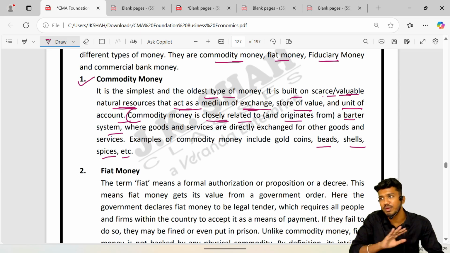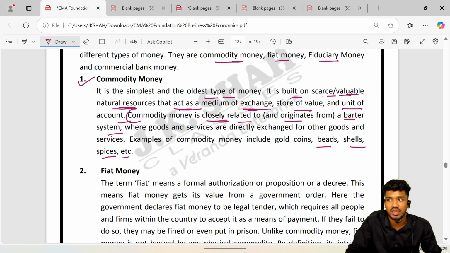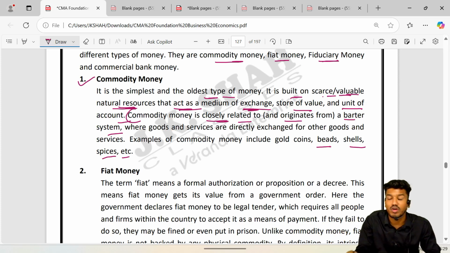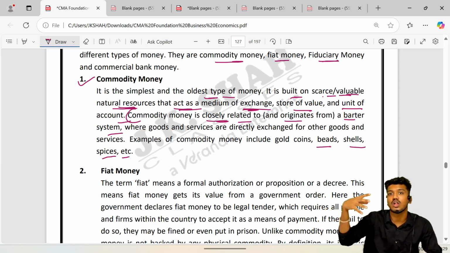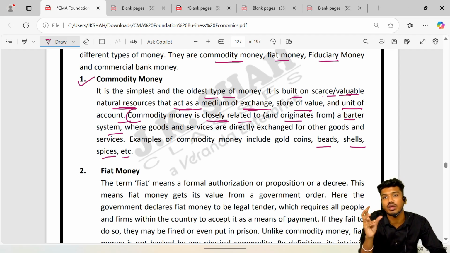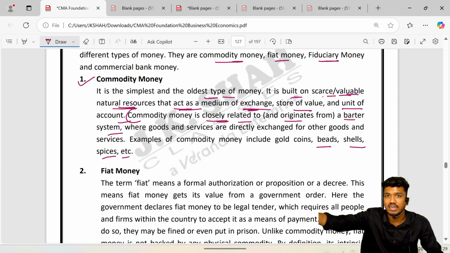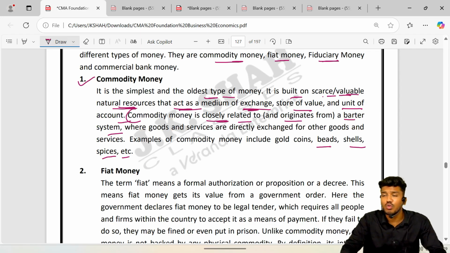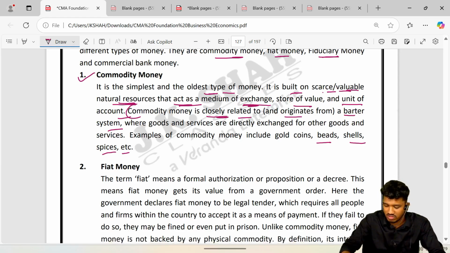Commodity money is nothing but, in the time of the barter system, the exchange of one good for another. Rare articles or natural resources were utilized for the purpose of purchasing commodities. For example, I wanted to buy rice. I had 2 metallic coins with me, I gave them to the person, and I got 2 bags of rice. So previously, commodity money was used in exchange that way.